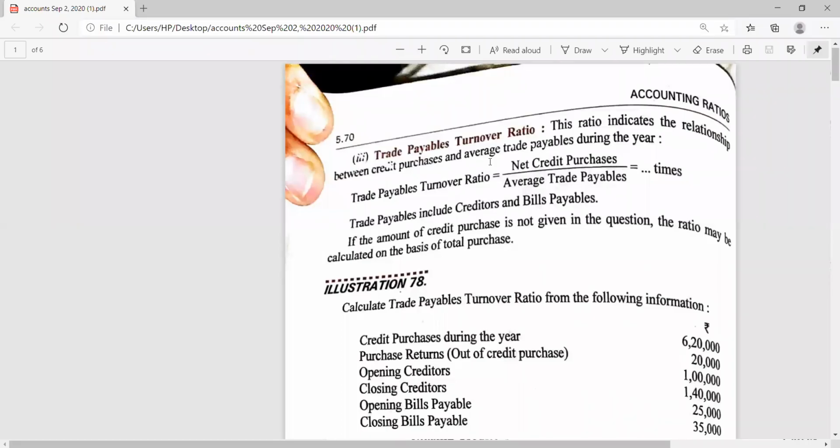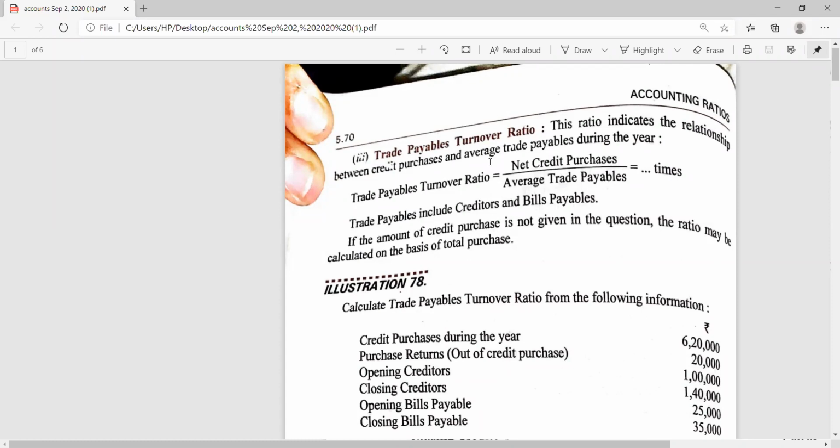Good afternoon, dear students. Today we will continue with the turnover ratios, in which we will learn the trade payable turnover ratio. Yesterday we did the trade receivable turnover ratio, and trade receivables are related to net credit sales. Today we will learn the trade payable ratio.